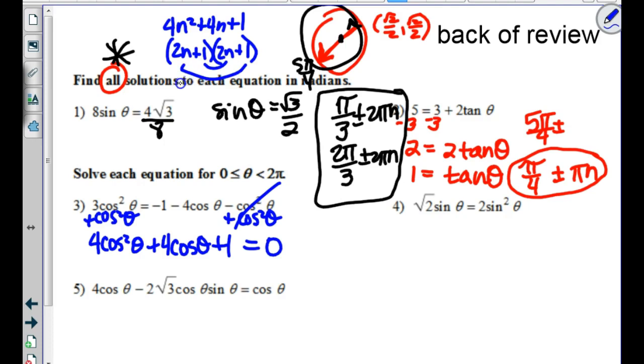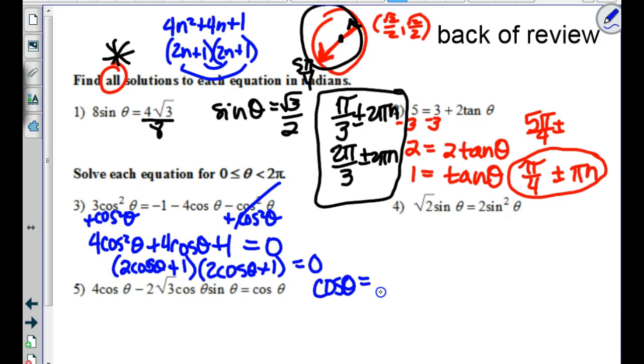Everybody good? So it's going to factor 2 cosine squared plus 1 and 2 cosine squared. Whoa, whoa, whoa. No squared. Just kidding. It had a squared. We're trying to factor. Eesh. 2 cosine theta plus 1 and 2 cosine theta plus 1, which means that the cosine of theta has to equal -1/2. Be careful.